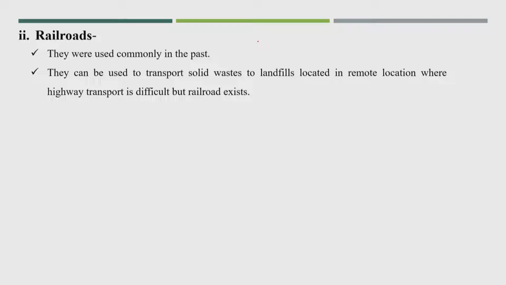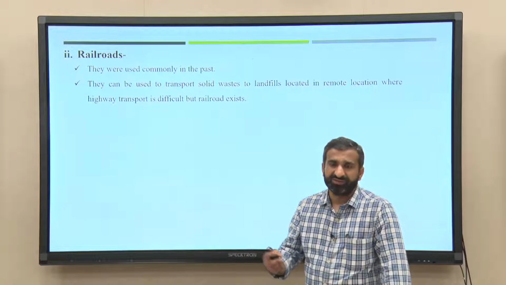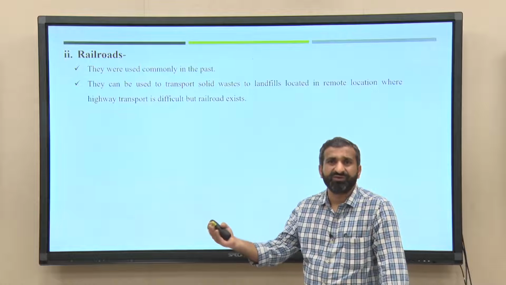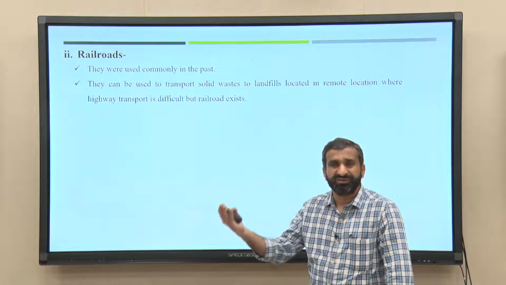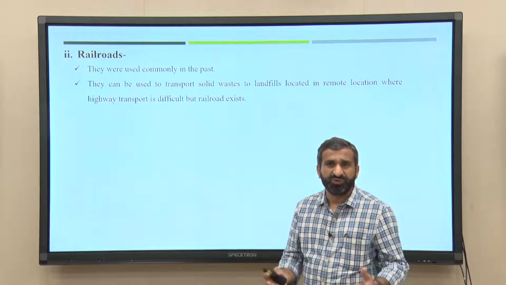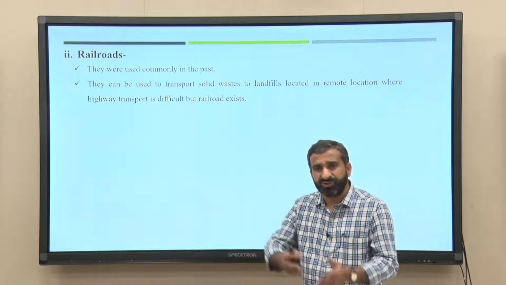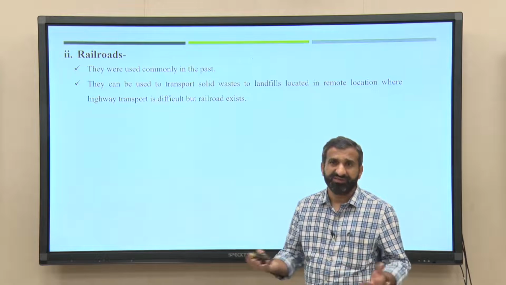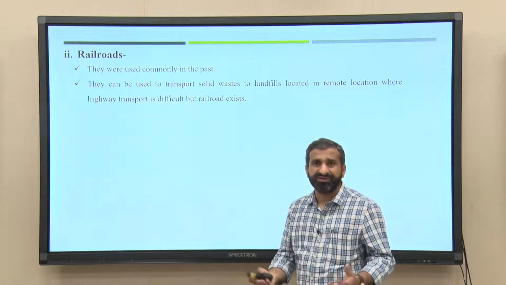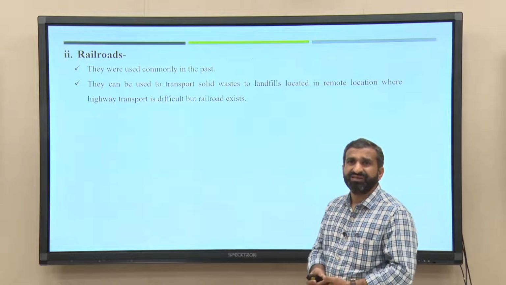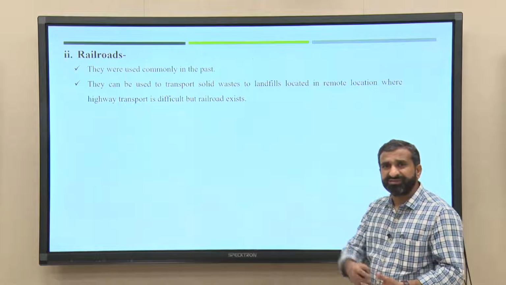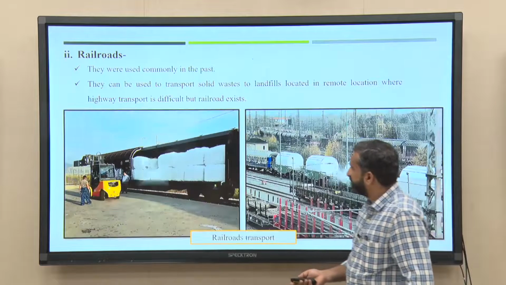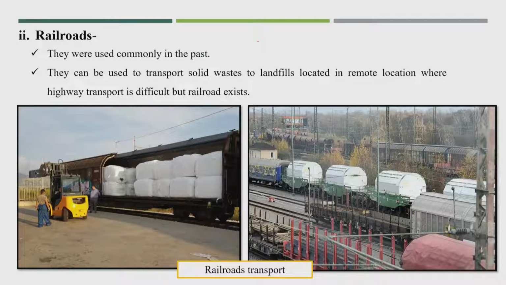Sometimes, if you are finding the disposal site in a very remote area, maybe 200 kilometers, 300 kilometers away, and there is no road, road transport is not possible in such an area, and suppose the railroad is available. So, by railway also we can haul the entire waste to the disposal facility. You see here some photographs. So, this is also a possible way of disposing such kind of waste.